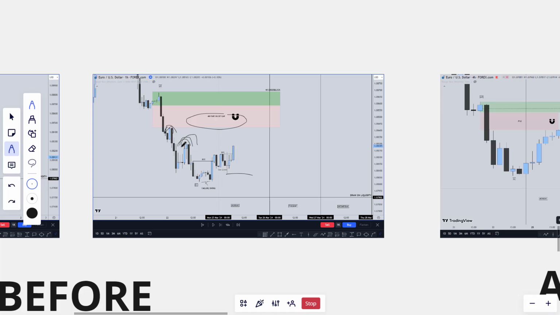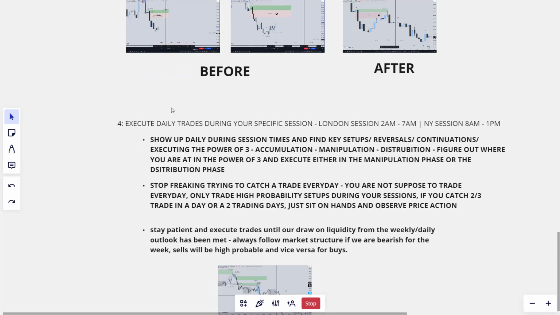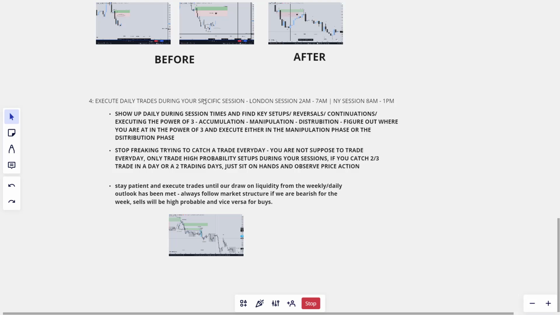So this was our sell side liquidity. Now we can expect price to pull towards these old highs right here until price taps into this 4 hour fair value gap. So right here is just 4 hour, simple. And then the last step is to execute daily trades during your specific session. Right here I had stated the London session is from 2 a.m. to 7 a.m. and the New York session is from 8 a.m. to 1 p.m.